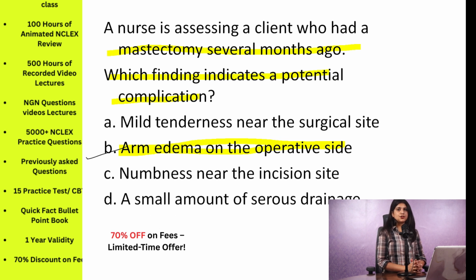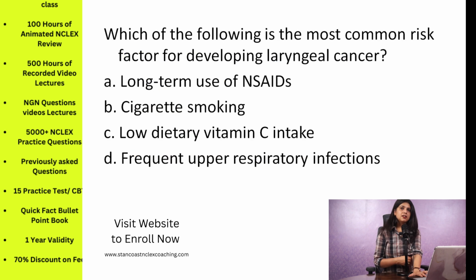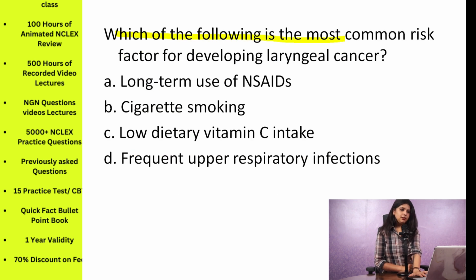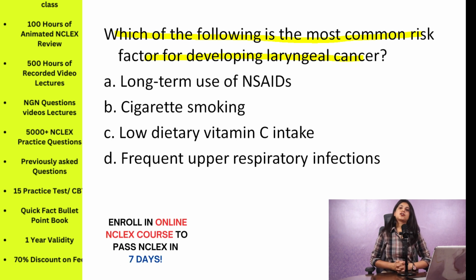Let's tackle another question. Which of the following is the most common risk factor for developing laryngeal cancer? A. Long-term use of NSAIDs. B. Cigarette smoking. C. Low dietary vitamin C intake. D. Frequent upper respiratory infections.